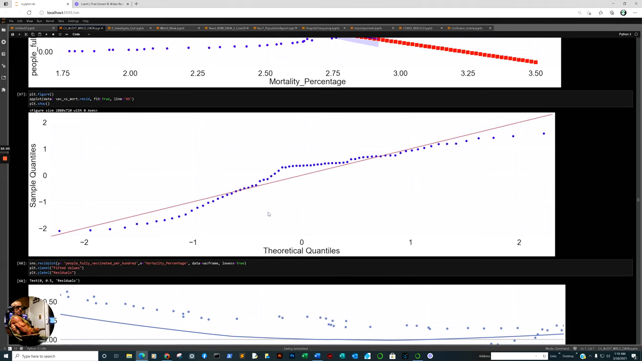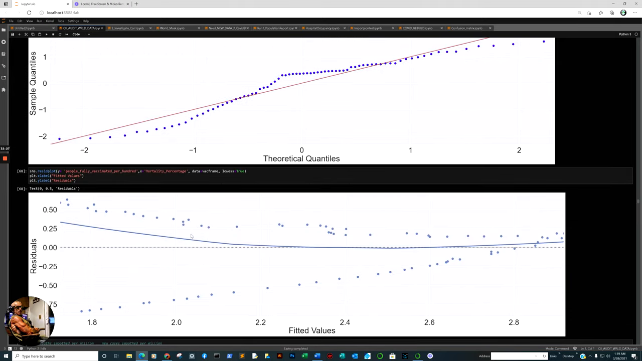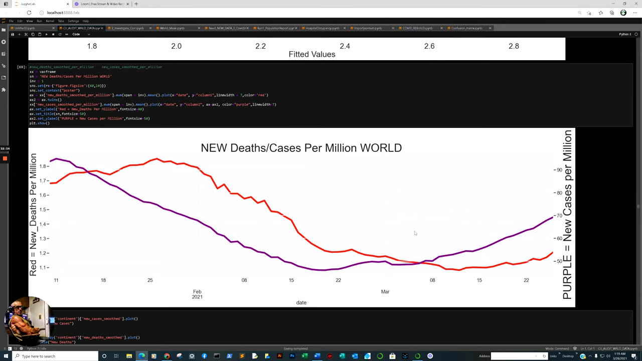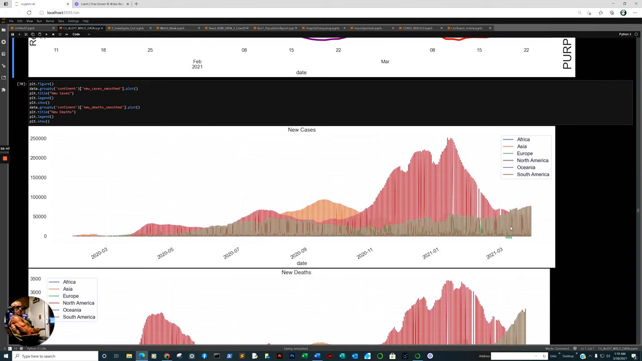Theoretical quantiles. I bring that up each time, probably because I like to say it, but you see something there. Residuals, interesting. New deaths per cases per million. Again, we look at this. This is from, I think, February 11th. Yes, so we're going back all the way up to today. Still, separation. This is the interesting part, South America.